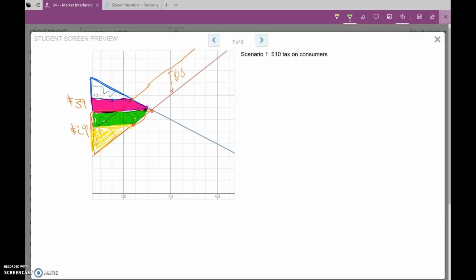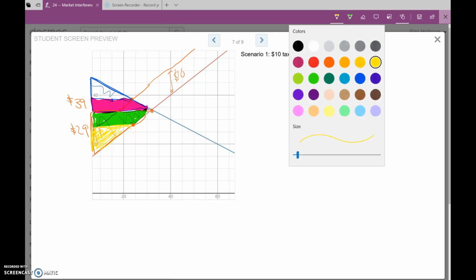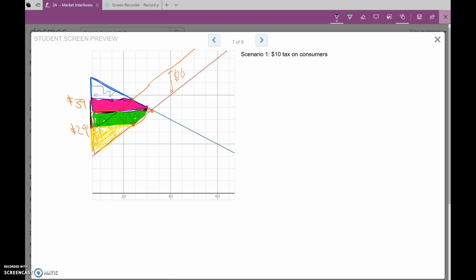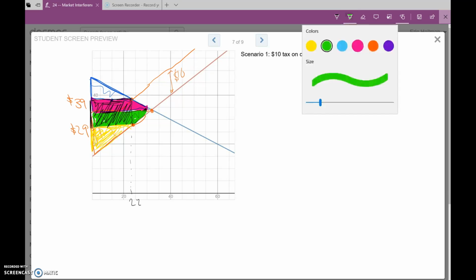But as we saw before, the government exists in this scenario, and they are collecting $10 per good per unit, and we are at the same quantity exchanged. It looks like about 22 units. So the government surplus is this rectangle here. Part of it is contributed by producers. Part of it is contributed by consumers.